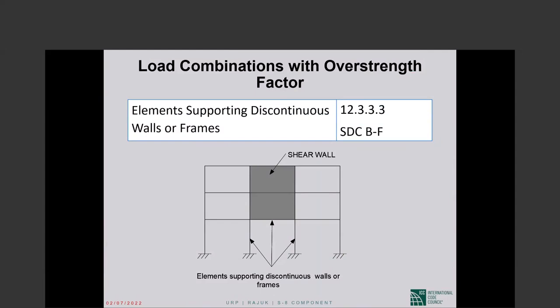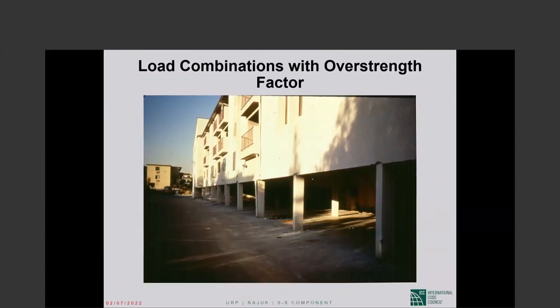Elements supporting discontinuous walls or frames. That's the language in ASCE 7. Okay, so these are very, very common around the world, actually.